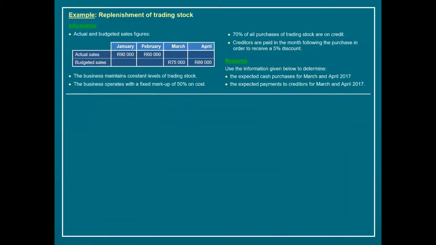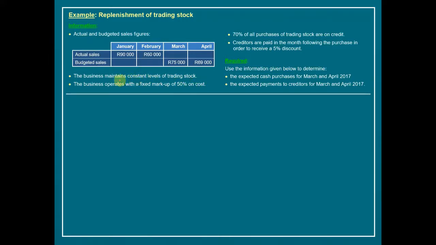Let's illustrate this by way of an example. The information given to us is the actual and budgeted sales figures for January, February, March and April. Actual sales during January were 90,000, February 60,000. Budgeted sales: March 75,000, April 69,000. The business maintains constant levels of trading stock. The business operates with a fixed markup of 50% on cost.